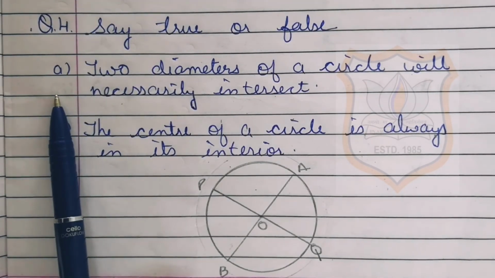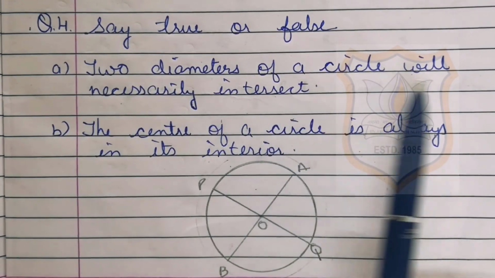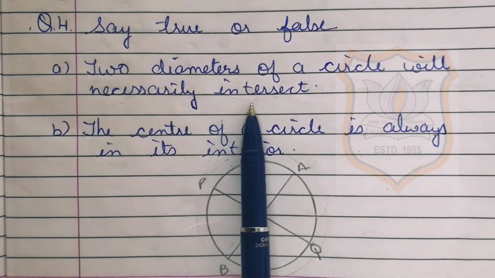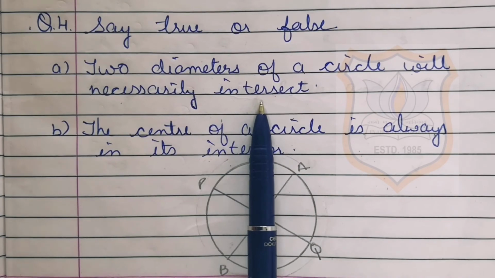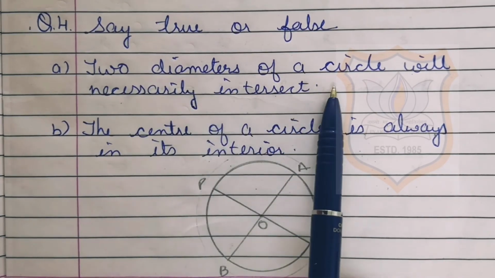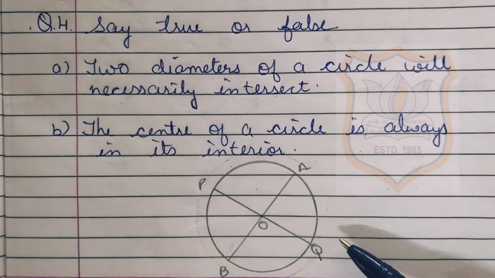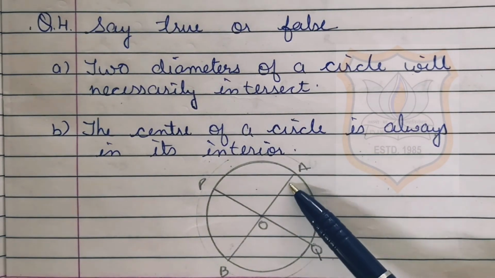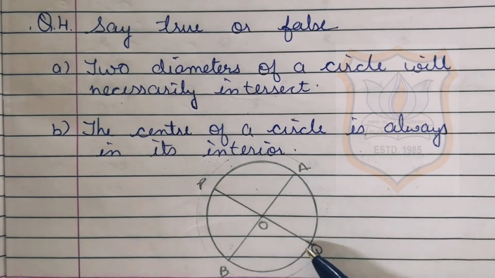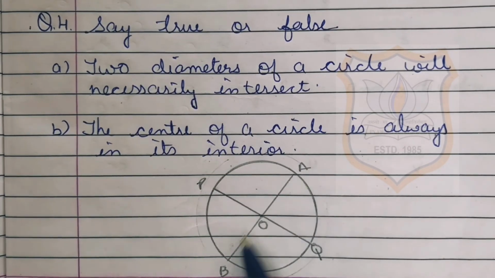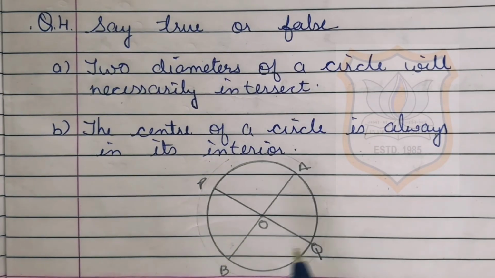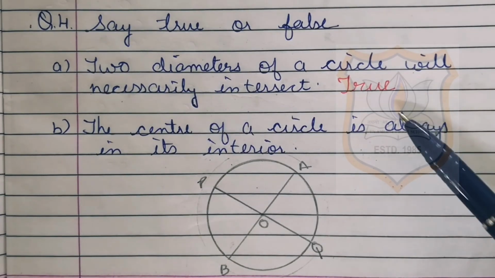A part of question number 4, two diameters of a circle will necessarily intersect. We have to state whether the statement is true or false. Here you can see this is a diagram of a circle, and line segment AB and line segment PQ are two diameters of the circle. These two diameters of the circle are intersecting at point O. So the statement is true. So we will write here true.